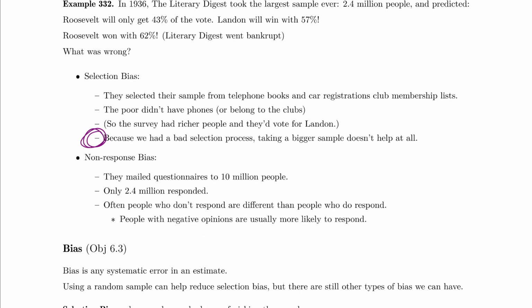They also had something called non-response bias. It's another type of bias where they mailed questionnaires to 10 million people, but only 2.4 million responded. Often people who don't respond are actually different than people who do respond. We've found over the years that people with negative opinions are usually even more likely to respond than people that have positive opinions.